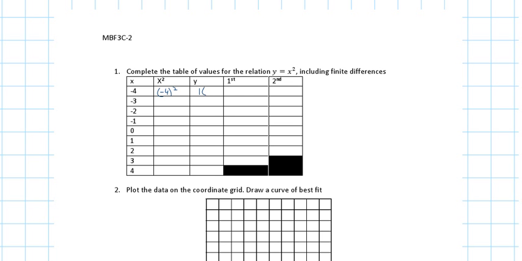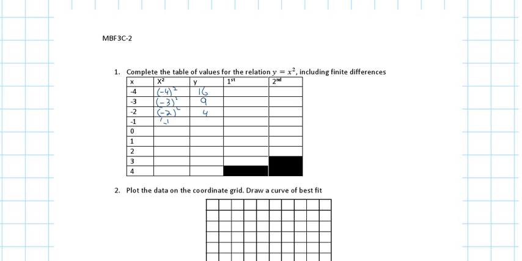16. Are we okay with that? Okay. How about if I put -3 squared, what do I get? 9. -2 squared, 4. -1 squared, then 0 squared, 1 squared, 2 squared, 3 squared, and 4 squared is 16.